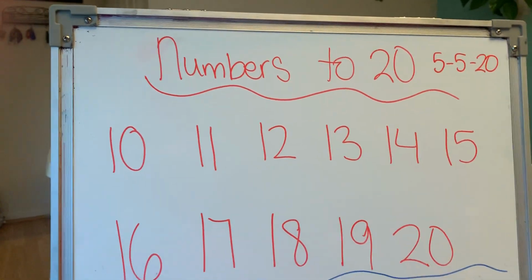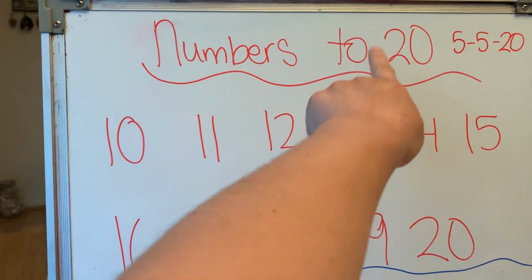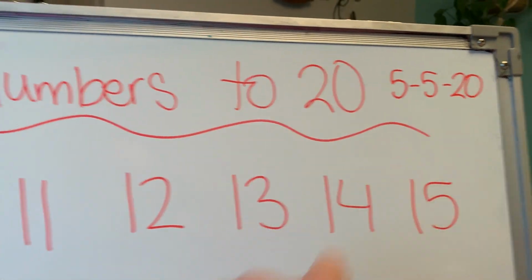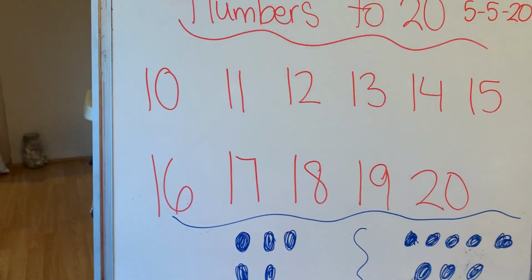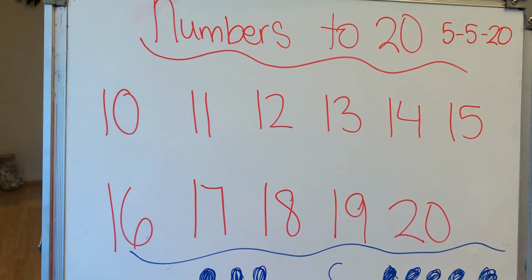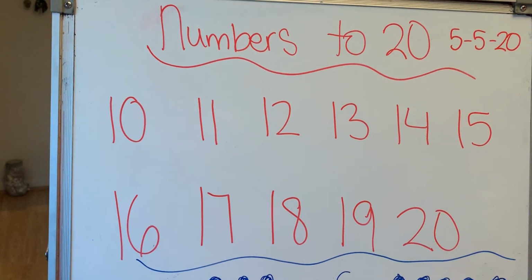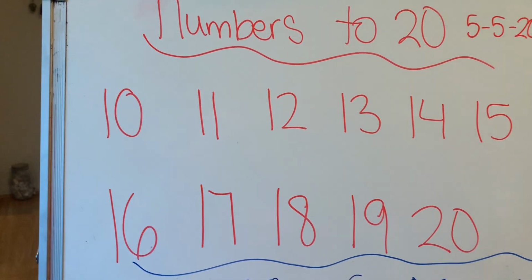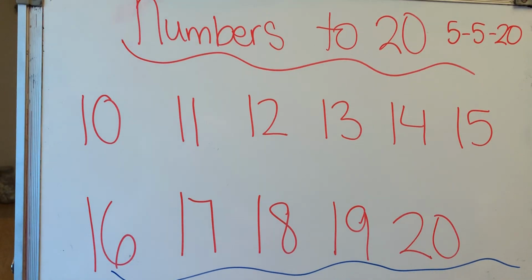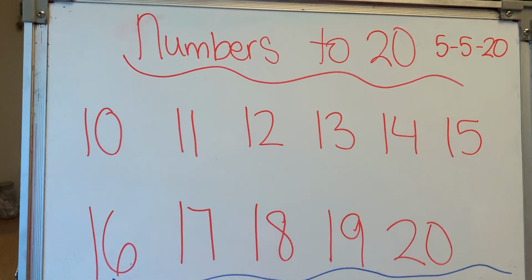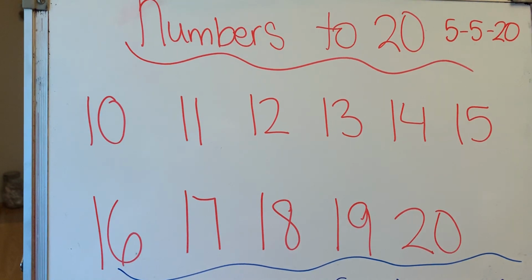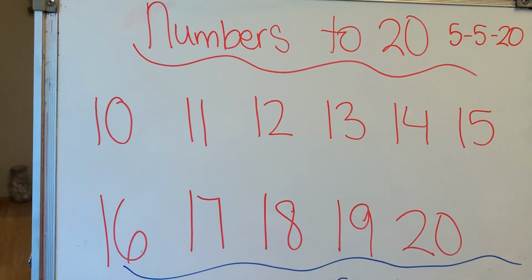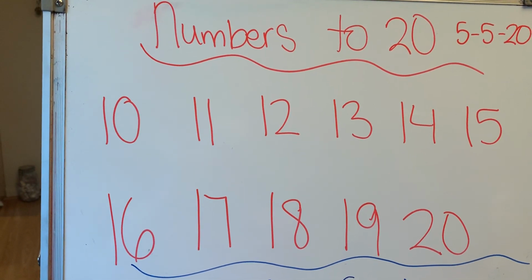At the top of your page, please write numbers to 20, and our date for today, which is 5-5-20 for May 5th, 2020. You are going to practice writing numbers 10 through 20 and take your time as we do this and really make sure you are forming the correct number. If you need help with any of these numbers, please reach out and I would be more than happy to work with you on perfecting the writing of the numbers 10 through 20 and even 1 through 20. All right, take a few minutes and practice writing the numbers 10 through 20.